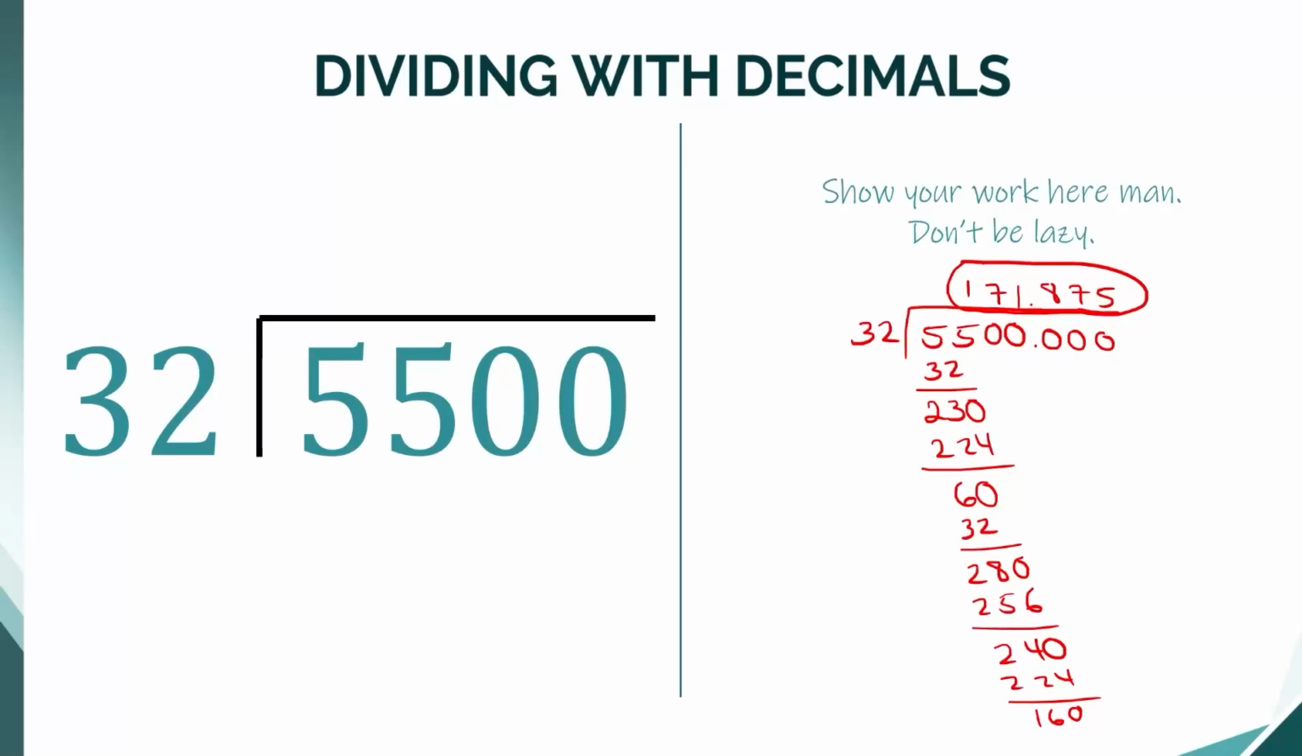171.875. So just to recap, everybody, rule number 1, you want to be dividing by an integer, even if that means you have to make it into an integer. Just remember to adjust the number that's being divided as well. Rule number 2, when you have a decimal point, just move it on top of the house in the exact same position.